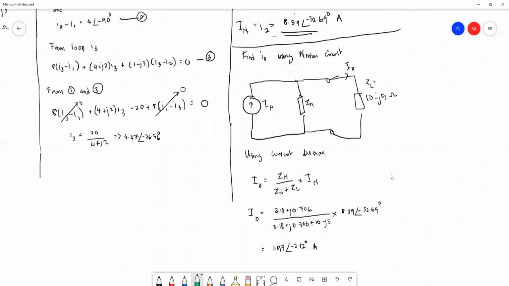And as I mentioned before, as you can see, the circuit is actually a very simple circuit, just a current source with two branches. And you can use your current division technique to get your IO. Okay, so your IO is actually the current flow through the load branch here. So the equation is like this: Z Norton over Z Norton plus ZL multiplied with the I source or I Norton.